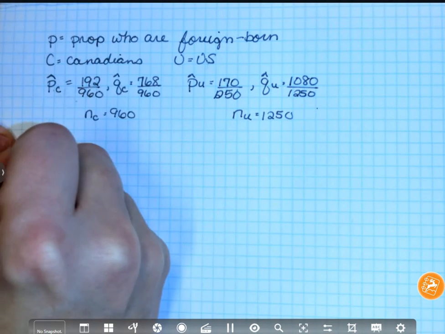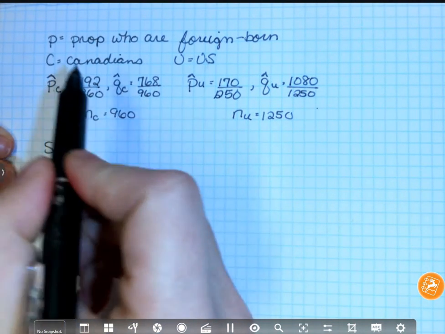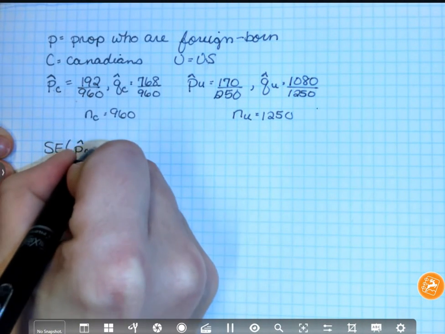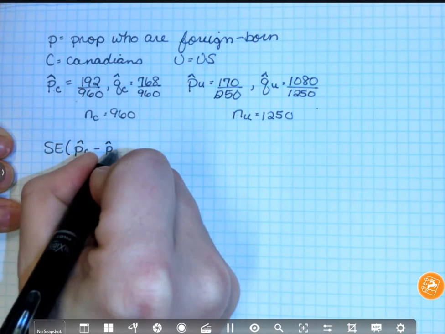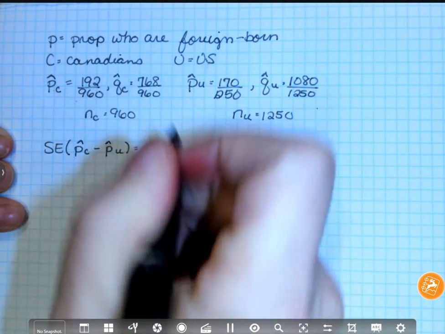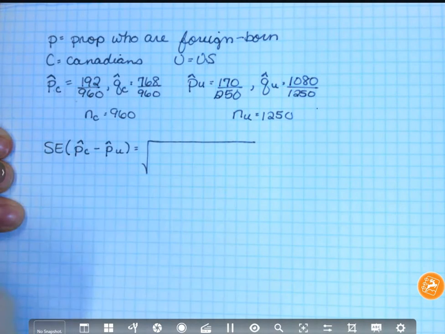Now this question said to find the standard error of the difference. Simply because they gave me this one first and then this one, I'm just going to do the sample of Canadians minus the sample of the US. But that order there is important because when I fill out my formula, I need to make sure that I put them in that order.